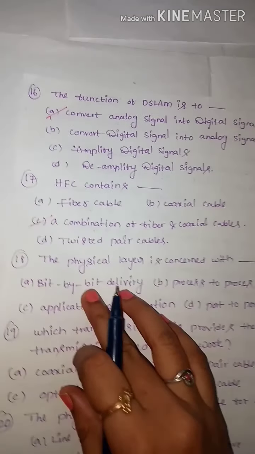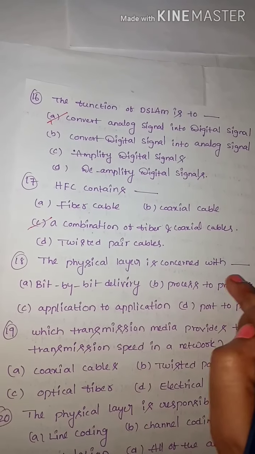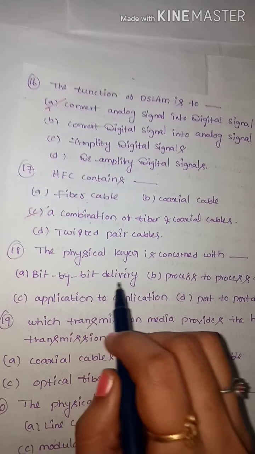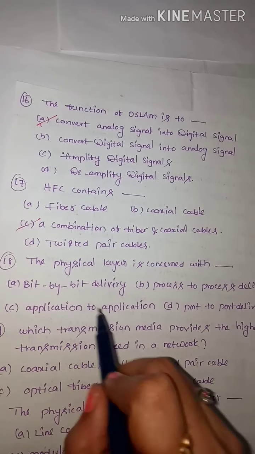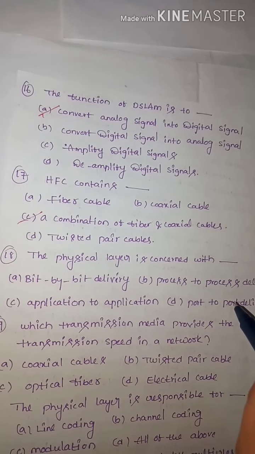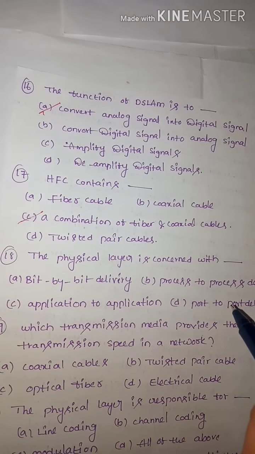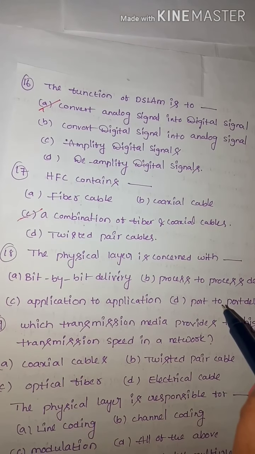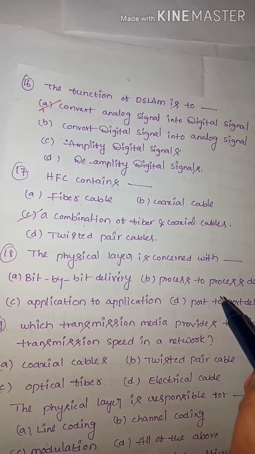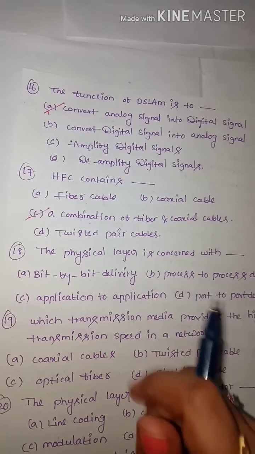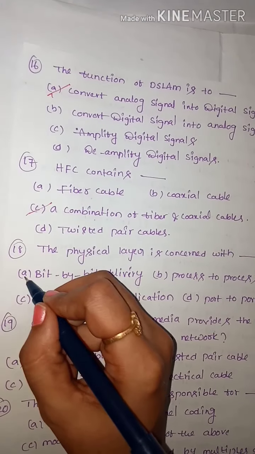Next one, the physical layer is concerned with dash. Option A, bit by bit delivery. Option B, process to process delivery. Option C, application to application. Option D, port to port delivery. Here the physical layer deals with bit by bit delivery in networking. The data at the physical layer is in the form of bits. So the correct answer is bit by bit delivery.